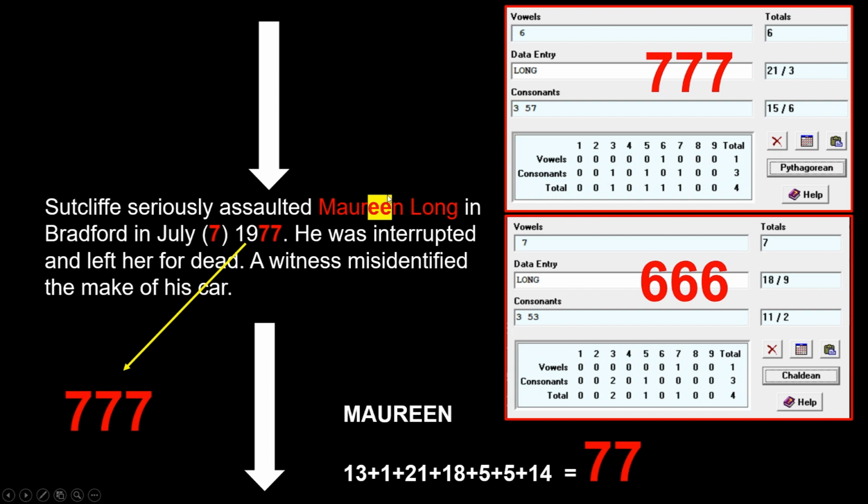But let's take a look at Long. Long is 21 in Pythagorean numerology for 777, and Long is 18 in Chaldean, 3 6s for 666. And Maureen adds up, would you believe, in English to 77. So 7s seem to be the predominant code in this well-documented violent event.